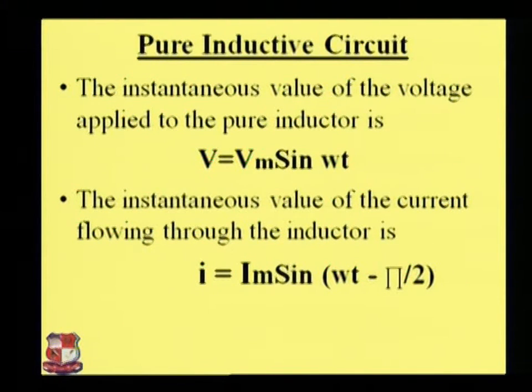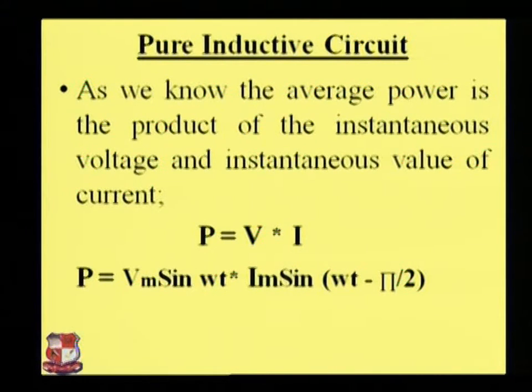So for a pure inductive circuit, the voltage given to that circuit is V equals Vm sin omega t, and due to that the current passing through that circuit is I equals Im sin(omega t minus pi by 2). So using that equation, we know that P is nothing but the product of V and I. So by taking the product of V and I, we get the power. So P equals VI. Put the value of V, that is Vm sin omega t, and put the value of I, that is Im sin(omega t minus pi by 2).